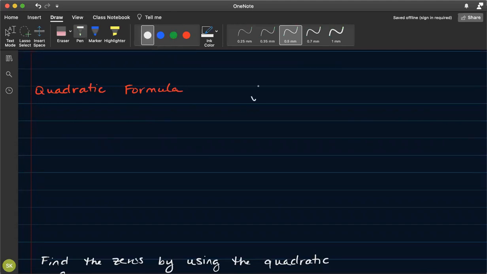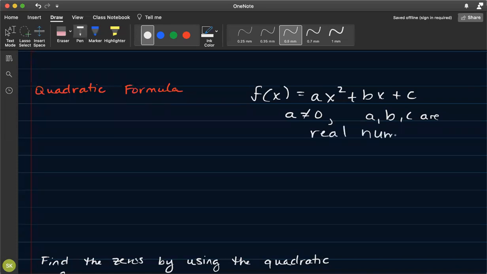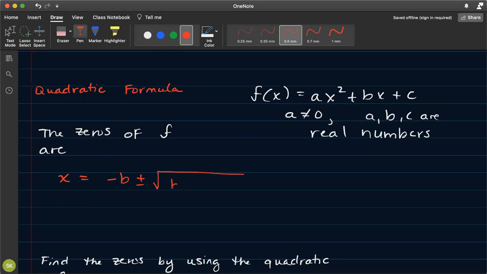So suppose you have a function that's a quadratic. So it looks like this, where a is not equal to 0 and a, b, c are real numbers. The zeros of f are, I'm going to put this in red, x is equal to negative b plus or minus the square root of b squared minus 4ac, all of this divided by 2 times a.